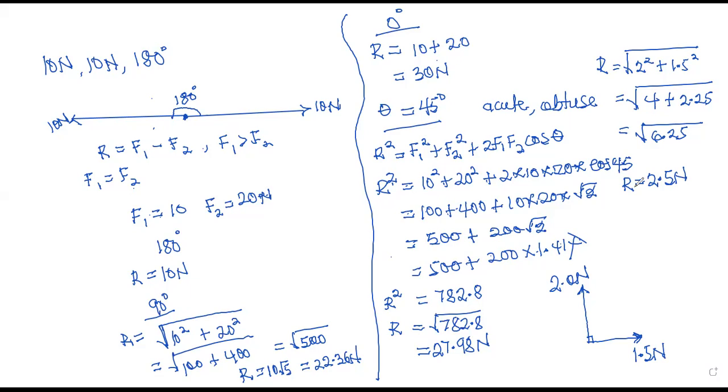52. The resultant of two concurrent forces is minimum when the angle between them is... Ella, this is your question. The resultant of two concurrent forces is minimum when the angle between them is 0, 45, 90, or 180.